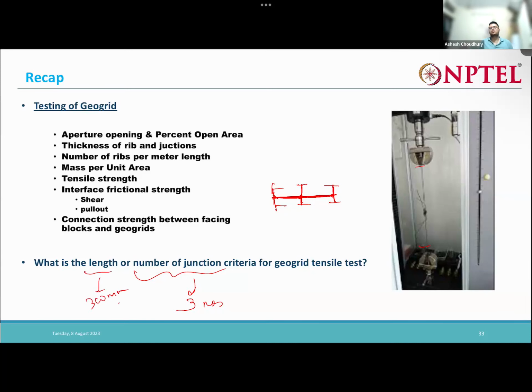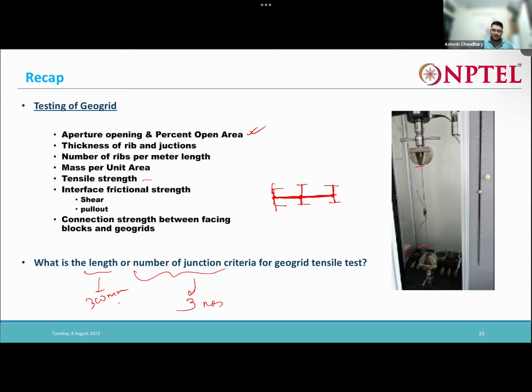Okay, these criteria should be fulfilled while you do the testing. The aperture openings and percentage opening, I am not discussing. These are physical properties, very easy. The strength properties, that is the tensile strength, is important. So these are the important criteria that you should maintain while testing.